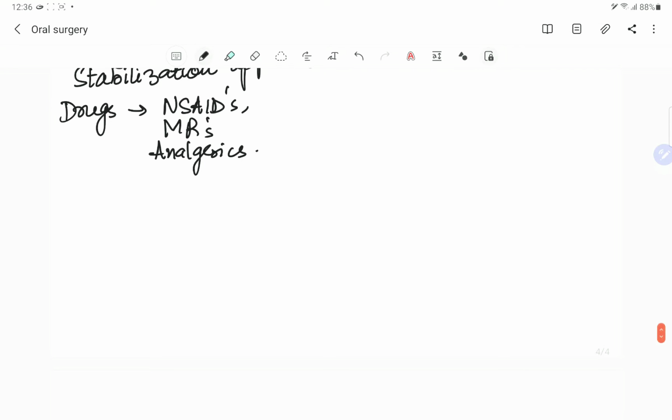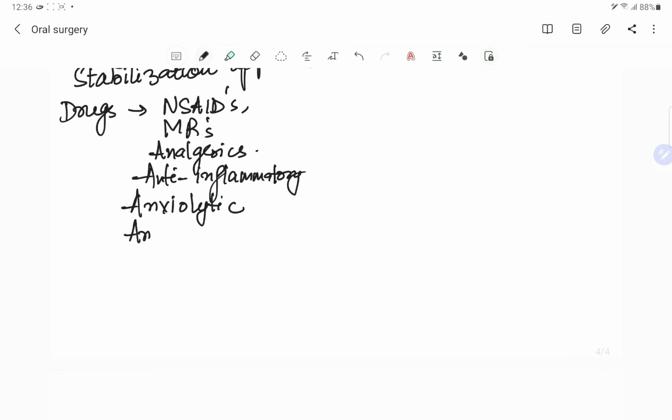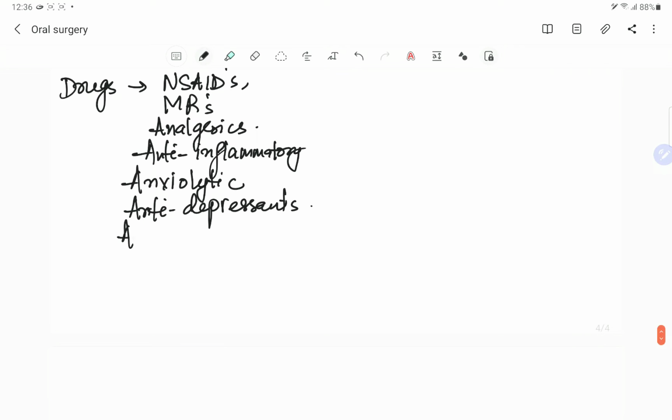Then we can also give anti-inflammatory agents, or anxiolytics, antidepressants, antihistamines, or we can also give the LA. Or we can also give physical therapy to the patient.